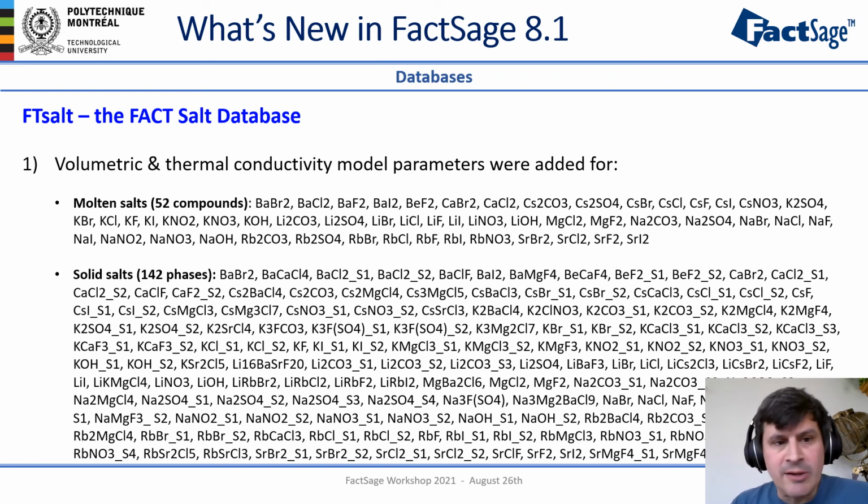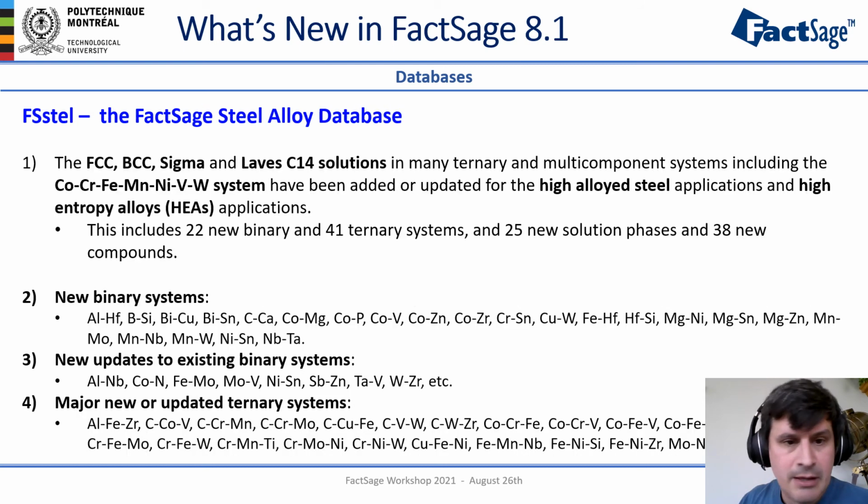Also in the FTsalt database, volumetric and thermal conductivity model parameters were added for 52 molten salts and 142 solid salts, again including several ternary salts. A lot of them were calibrated from first principle calculations, giving good results there.